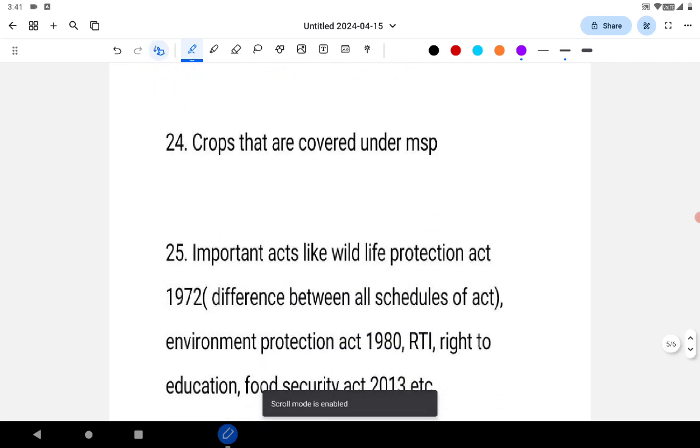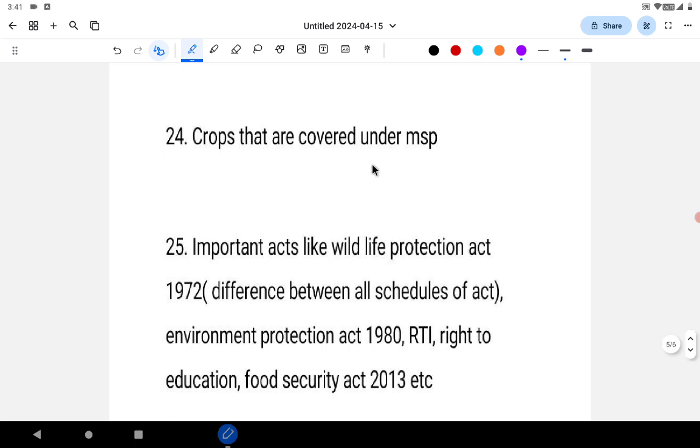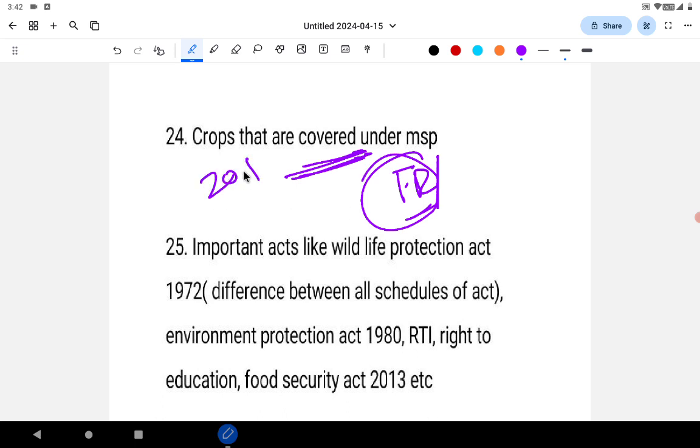The next very important thing is the crops that are covered under MSP. Which are the crops that are covered under MSP? See, sugar has, I think, Fair and Remunerative Prices, FRP, it's covered under that. Remaining all crops, 20 plus crops, please know them all. If any of those crops are produced by the tribals, please know them.